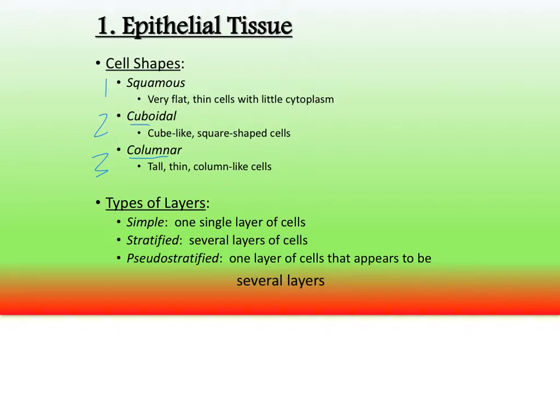And then we also have 3 types of layering. A simple epithelial tissue has a single layer, just a single layer of cells. A stratified epithelium has several layers of cells. And then a pseudo-stratified, pseudo meaning false, right? Pseudo-stratified looks like several layers, but it actually is only a single layer of cells, and so we'll see some examples of that as well.